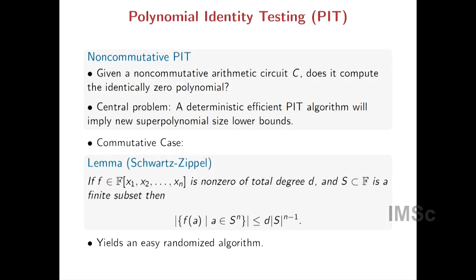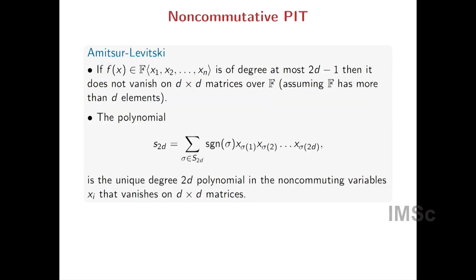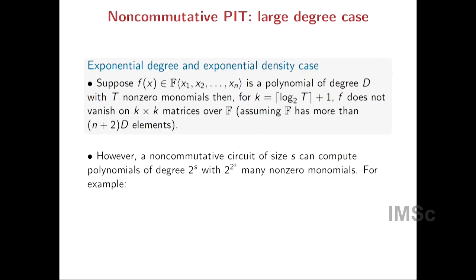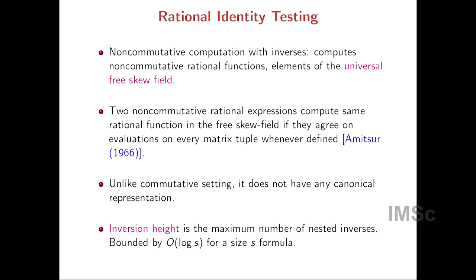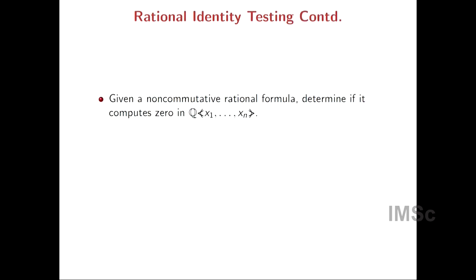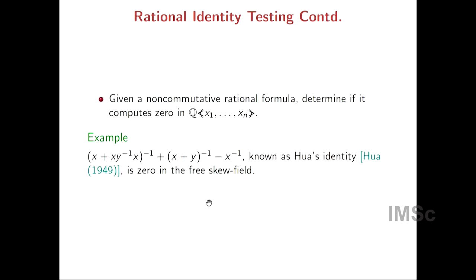Okay. I will not have time to talk about the polynomial identity testing problem, but here too I must say that automata theory helps out in a major way. I will just rush towards the end and say something about a bunch of new results on the rational identity testing problem. Dealing with inverses in the non-commutative world is a totally different thing than dealing with inverses in the commutative world, because the universal free skew field has very complicated objects in it. So you're given a non-commutative rational formula, and you want to test if it's identically zero. Just to give you a flavor of how messy inverses can look in the non-commutative world, this is actually equal to zero, and that's called Hua's identity.